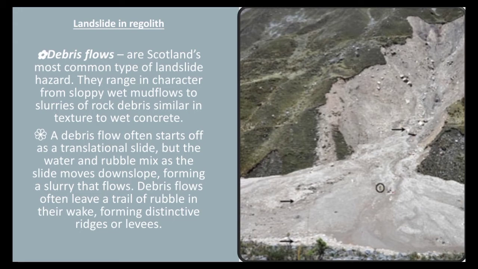A debris flow often starts off as a translational slide, but the water and rubble mix as the slide moves downslope. So ayun, nagmi-mix yung water and rubble as it moves downslope, forming a slurry that flows. Debris flows often leave a trail of rubble in their wake, forming distinctive ridges or levees.